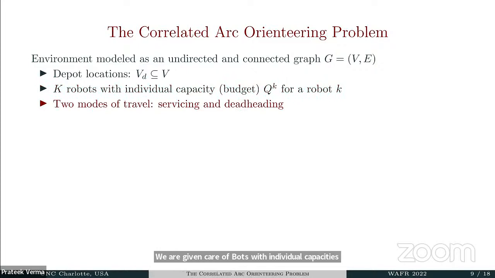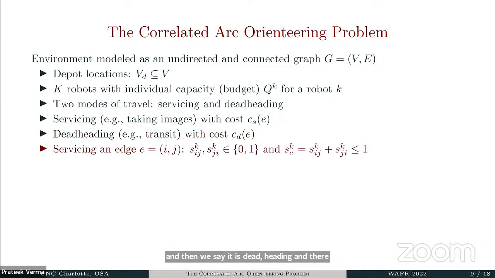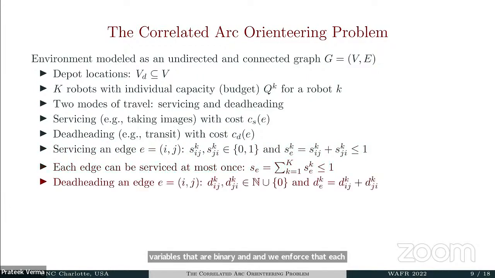A unique characteristic of our formulation is that we have two modes of travel, servicing and deadheading. When a robot takes actions such as taking images, then we say it's servicing and there is a cost associated with it. And when a robot is transiting from one vertex to another, then we say it is deadheading and there is a cost function associated with it. We have servicing variables that are binary, and we enforce that each edge can be serviced at most once. We have deadheading variables that are non-negative integers. So this means that any edge can be deadheaded as many times as required.